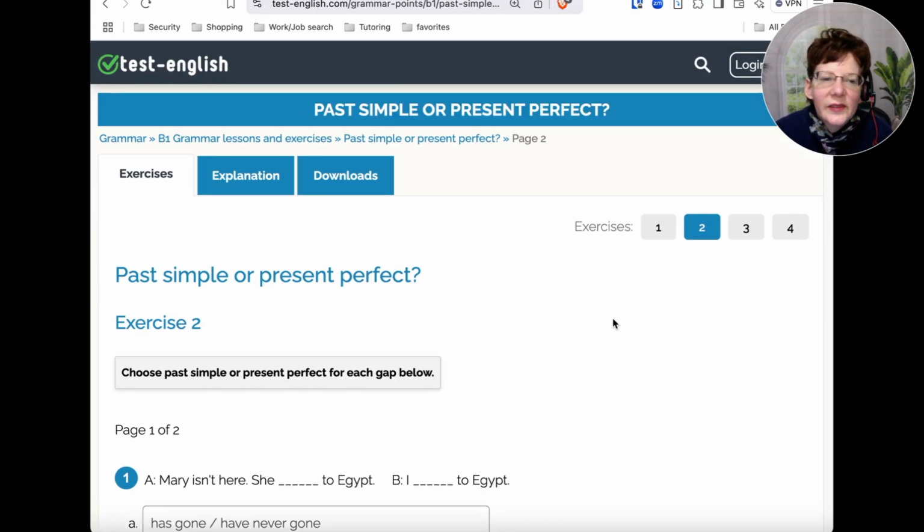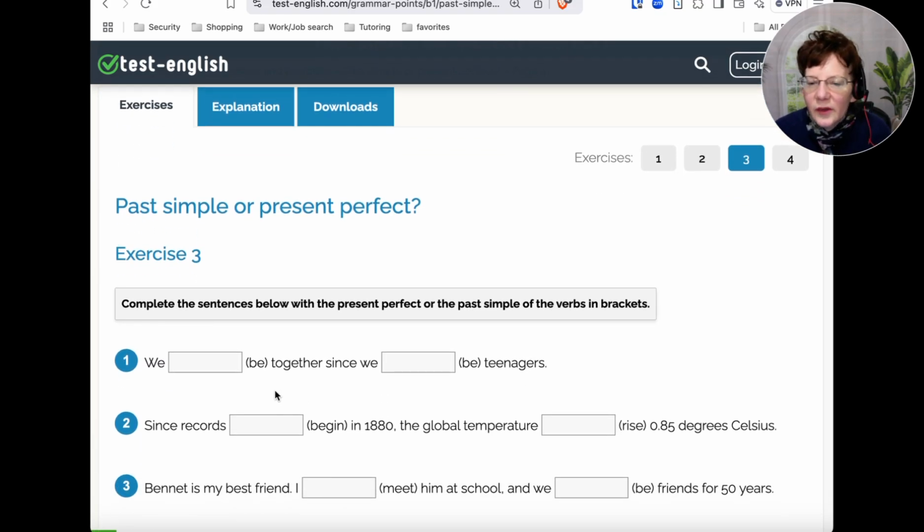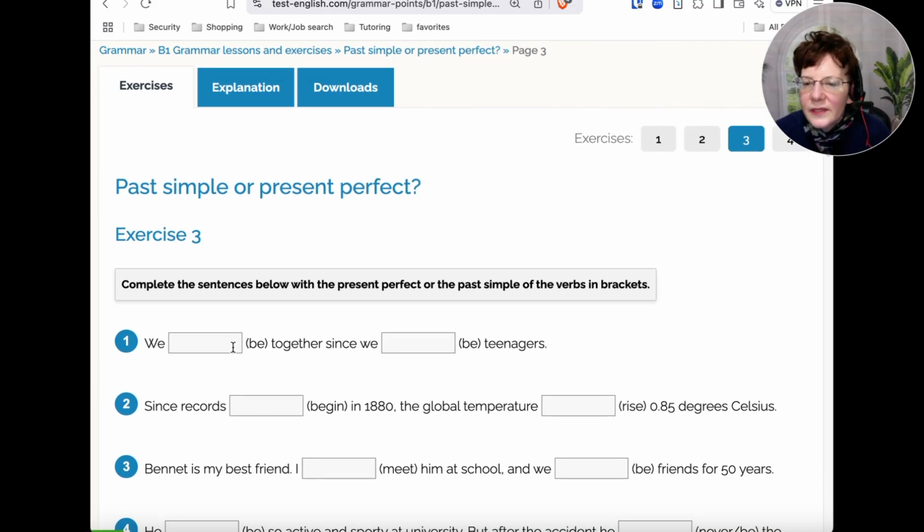All right, let's look at the third one real quick. Okay, this time we'll write the correct form for the verb in parentheses here. So we be together since we be teenagers. Okay, so we want the present simple, right? So have been, since we tells the specific time. So were. Oops. All right.